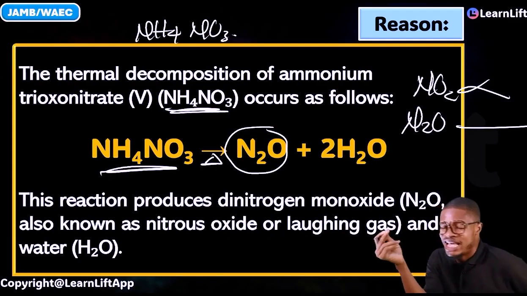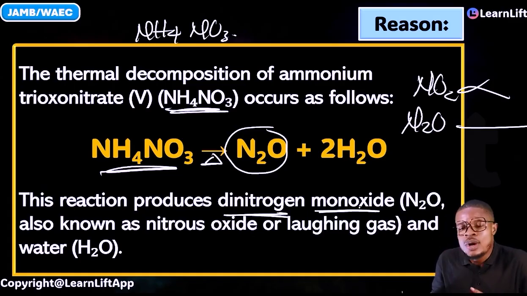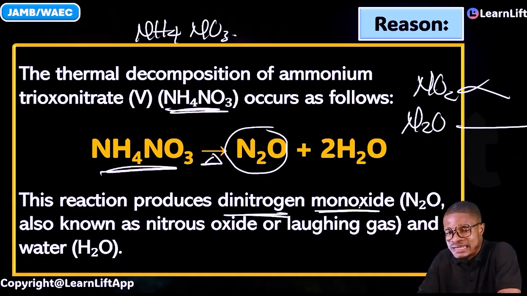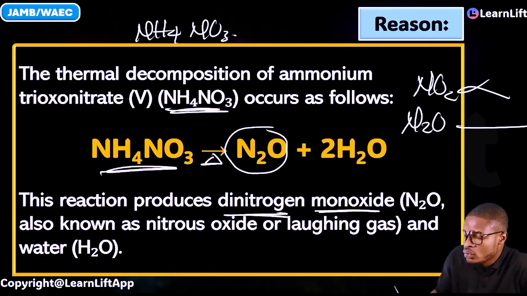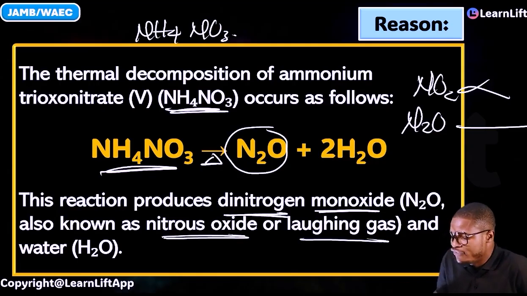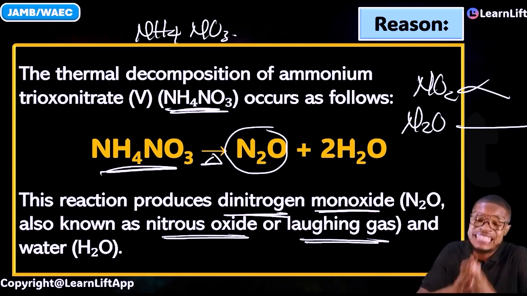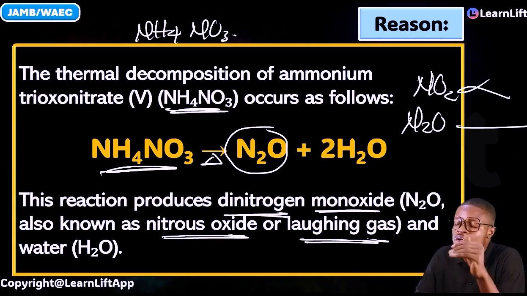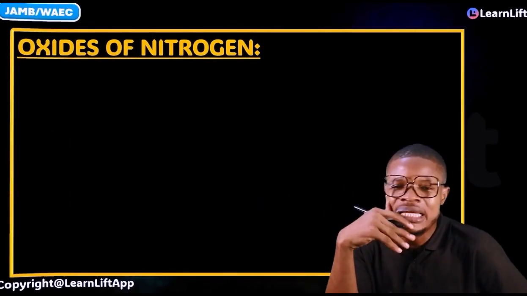And don't forget that this reaction will produce dinitrogen monoxide. When you hear dinitrogen monoxide, or dinitrogen(I) oxide, what's that? Laughing gas. It is also known as nitrous oxide, or laughing gas. Are you getting it now? So laughing gas and water will be formed anytime you thermally decompose ammonium trioxonitrate(V). That's all. Please understand this.